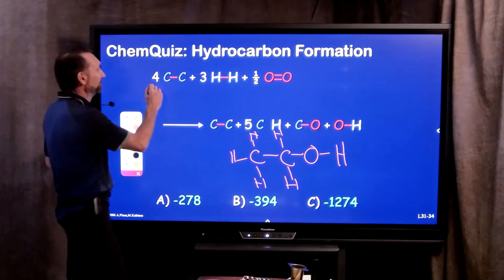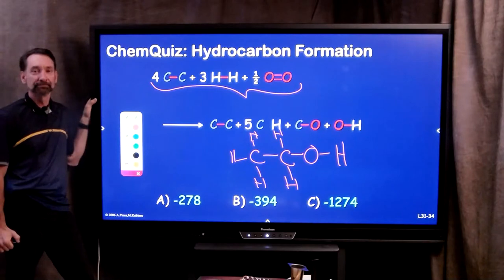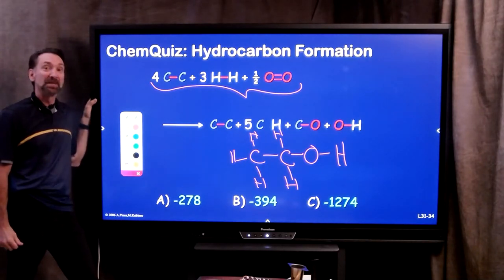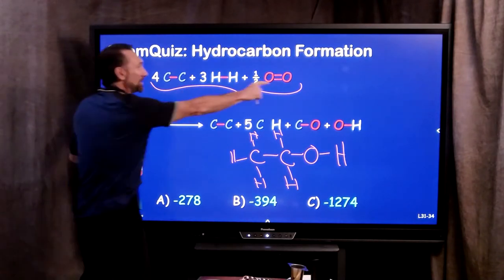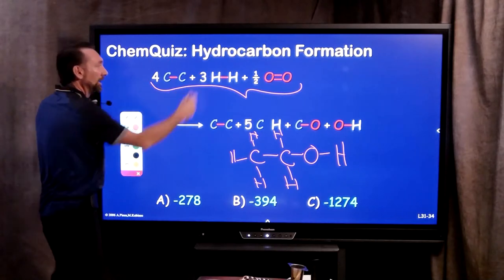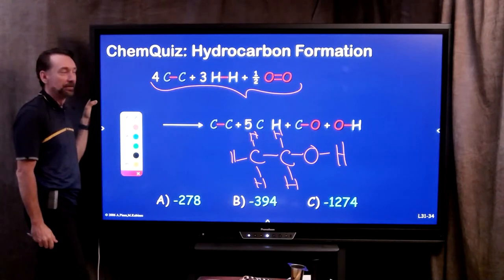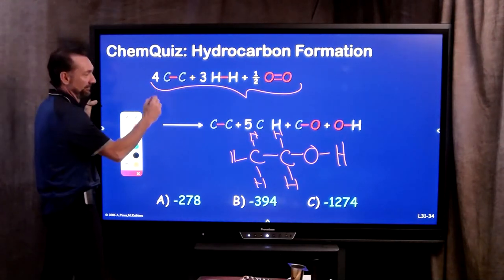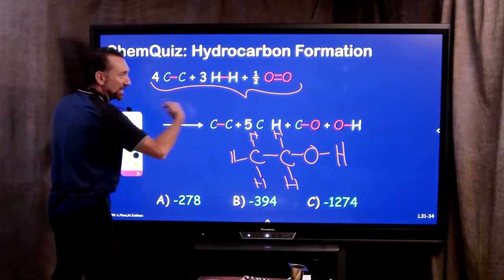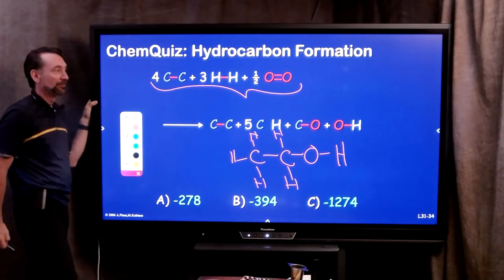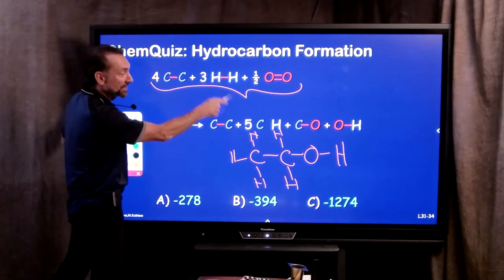And what are these? Anybody recognize those? Those are the elements in their standard states. So you're going from the elements in their standard state, elemental oxygen O2, elemental hydrogen H2, carbon solid. So what is the enthalpy of this reaction? The standard state enthalpy for that reaction? Well, it's the standard state enthalpy of formation of ethanol. Elements in their standard state to ethanol.